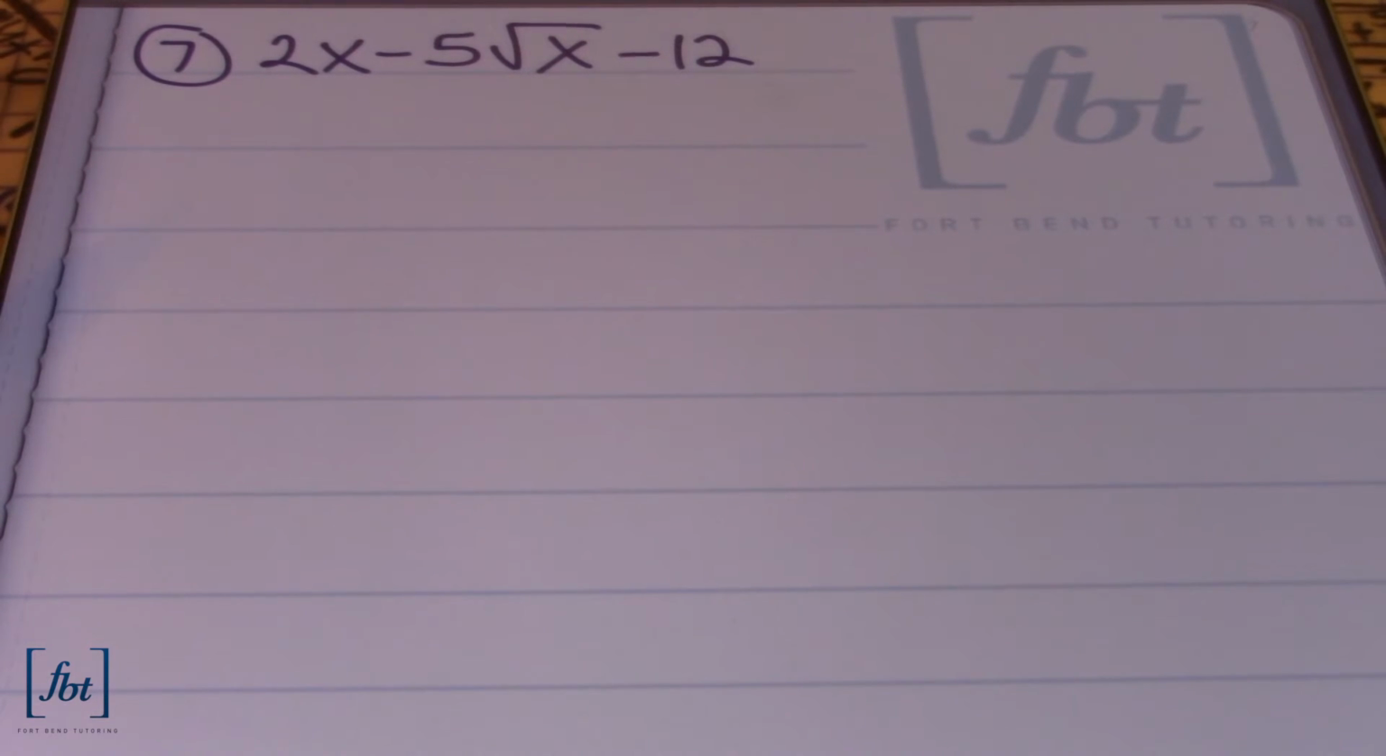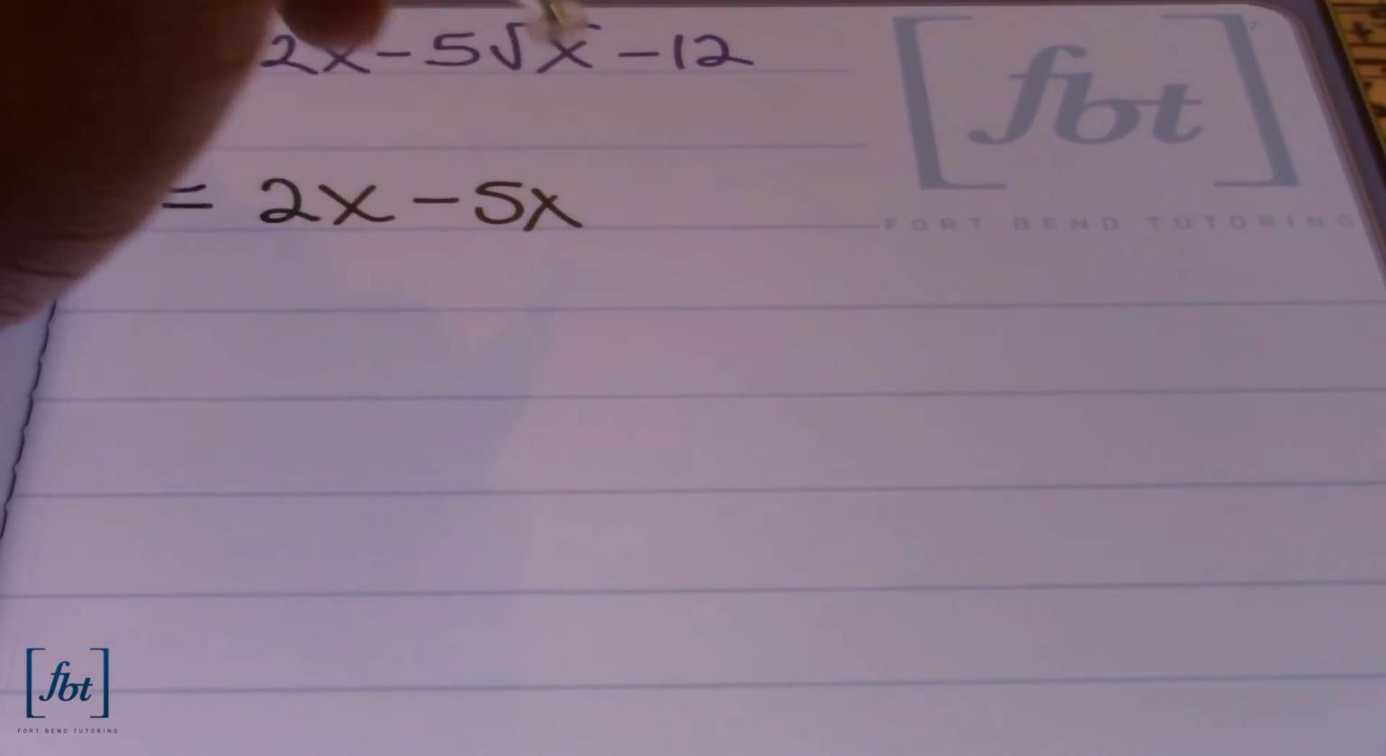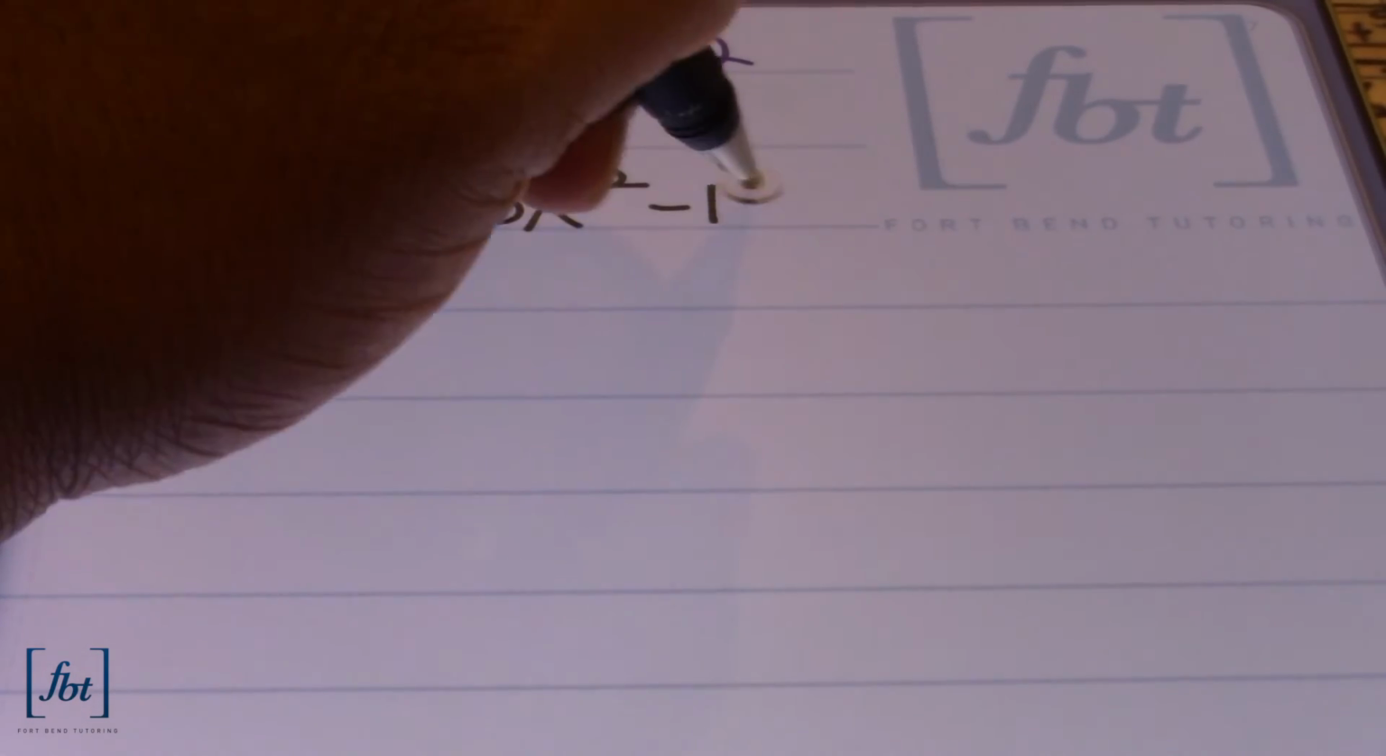So here in problem number 7, we have 2x minus 5 times the square root of x minus 12. We're going to pay attention to the fact that this middle term's variable is to the 1/2 power. Well, you know how to convert a radical into exponential notation, right? Let's go ahead and do that. So first, I want to rewrite this expression in exponential notation. I'm going to rewrite it as 2x minus 5x to the 1/2 power minus 12.